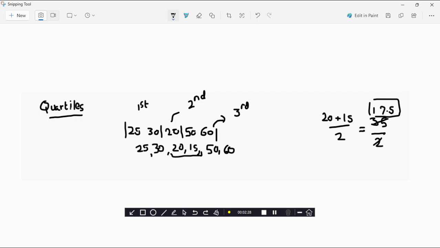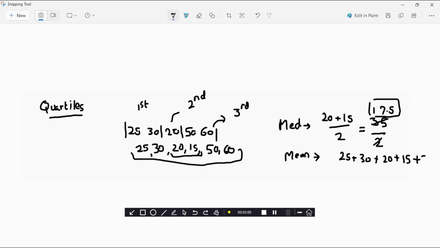Now, if you were to figure out the mean of this information over here, you would simply add all the values together and divide by the total number of values. So this is for median, and this is your mean. So to figure out mean, you add all your values. So let's say 25 plus 30, plus 20, plus 15, plus 50, plus 60. So you would add all the values and divide by the total number of values, which is 6.